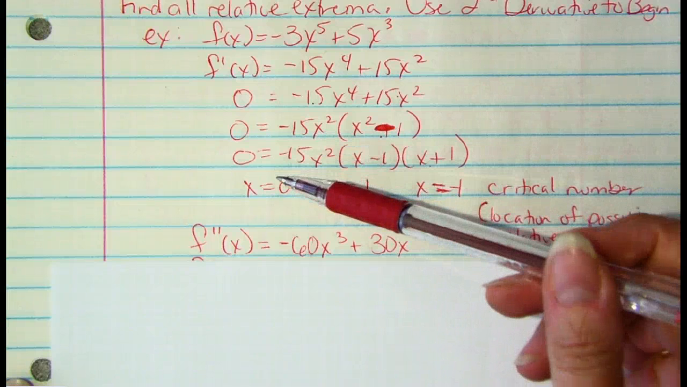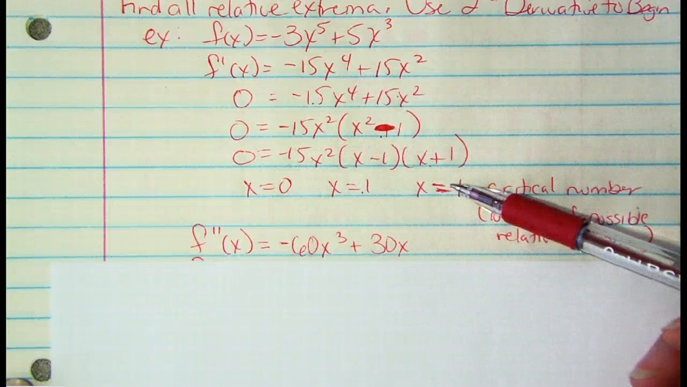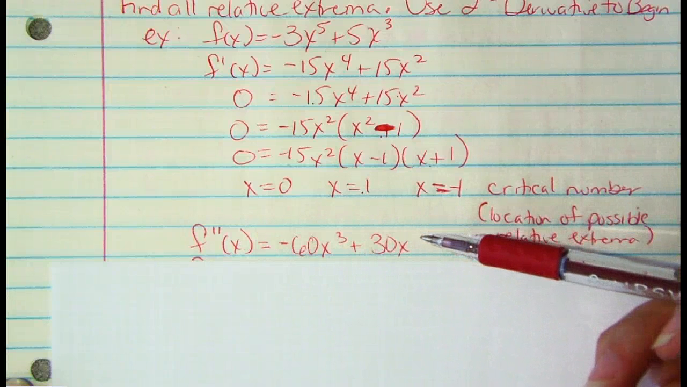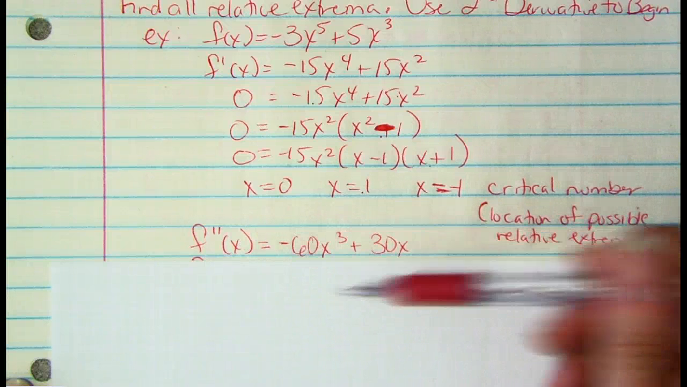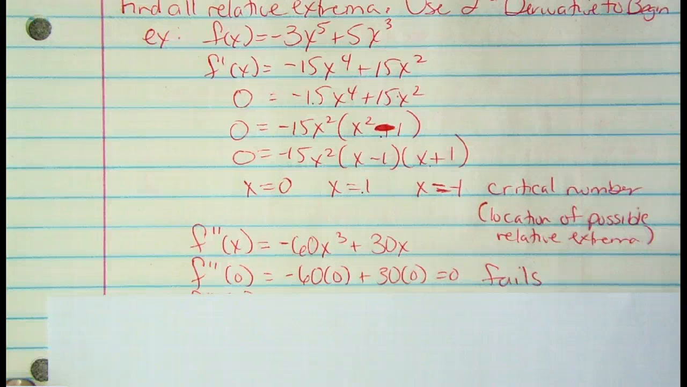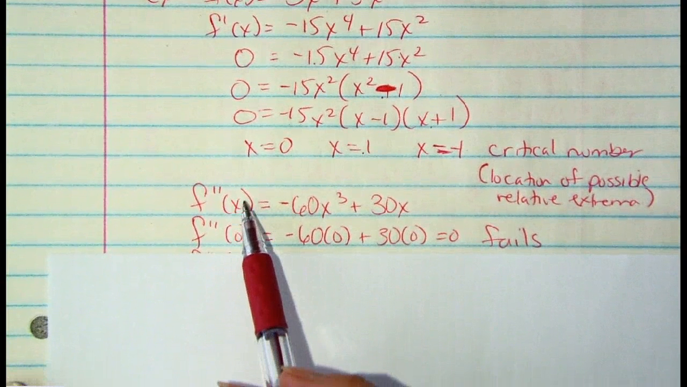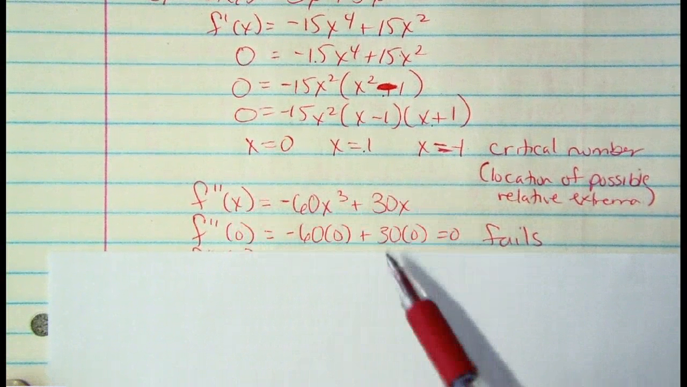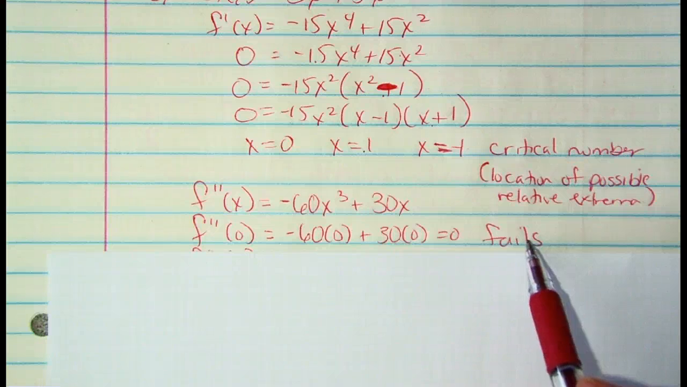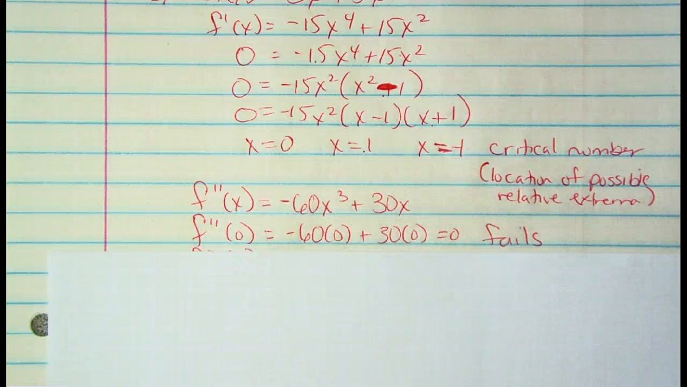Now I'm going to evaluate each of these critical numbers. I just plug it in and see if I get a negative output, a positive output, or if it fails and this output ends up equaling 0. The first critical number I'm going to test is 0. I literally just straight old substituted into my second derivative. It ends up equaling 0. It fails. I'm going to have to go and use the first derivative test on the critical number 0.